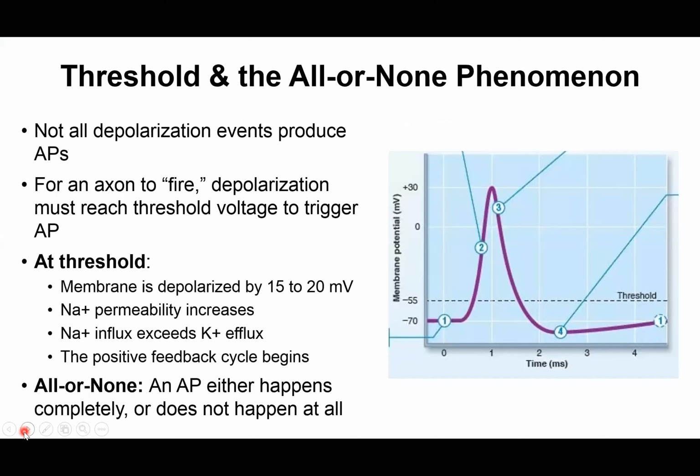Okay, so before we move on, I'm just going to talk about the thing that I mentioned earlier about threshold. Remember I said once we reach minus 55 to minus 50 millivolts, that's when all of the sodium channels are going to fly open, and that's when we have that huge spike in the depolarization wave. But it's important to understand that not all depolarization events produce action potentials. For the axon to actually fire, the depolarization has to reach that threshold voltage to trigger the action potential.